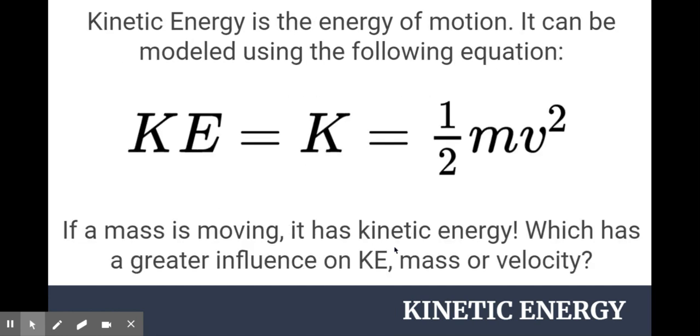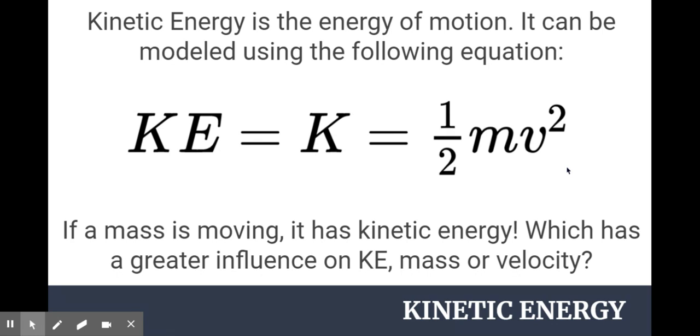Let's start with kinetic energy. Simply put, kinetic energy is the energy of motion. This is our equation. Kinetic energy equals 1/2 mv squared. The m stands for the mass. V stands for the velocity. If a mass is moving, it has kinetic energy. I don't care how much mass or how little mass it has. I don't care how fast it's going. If it has mass and if it's moving, it has kinetic energy.